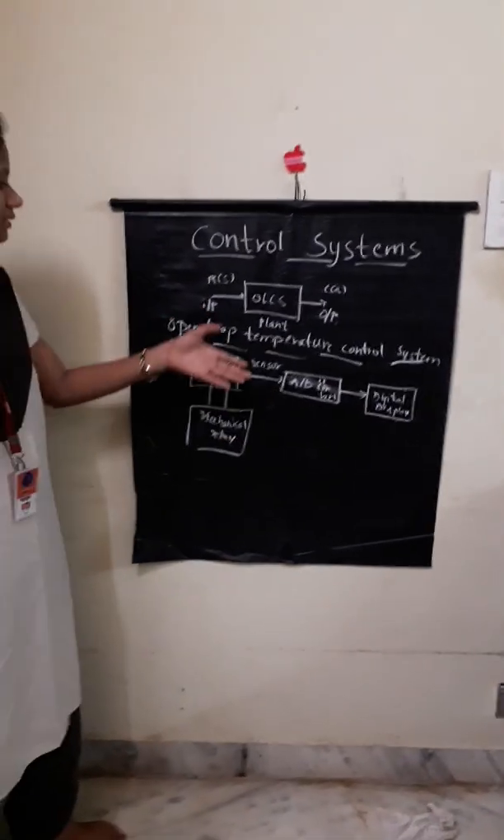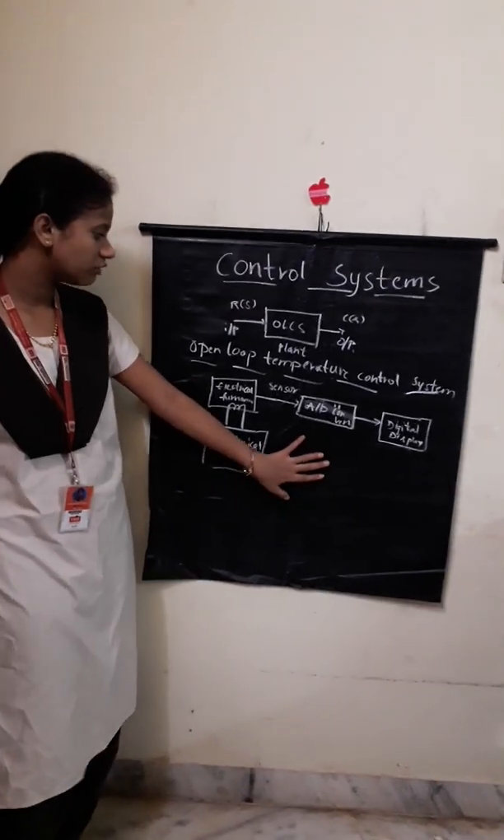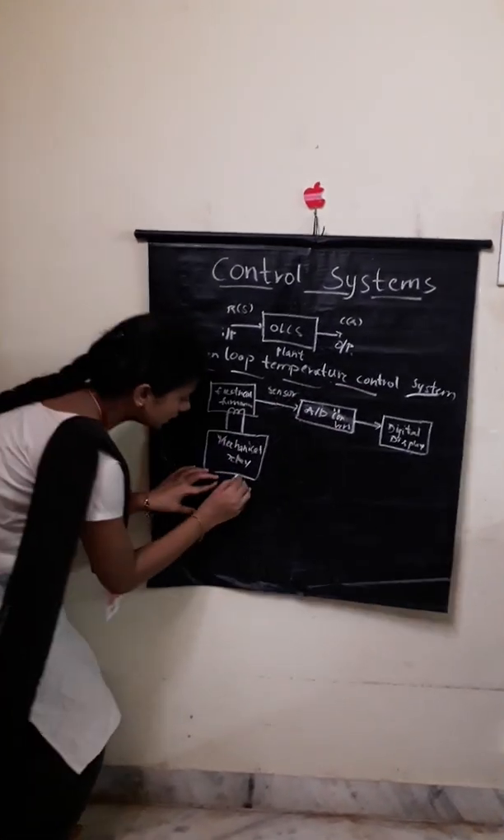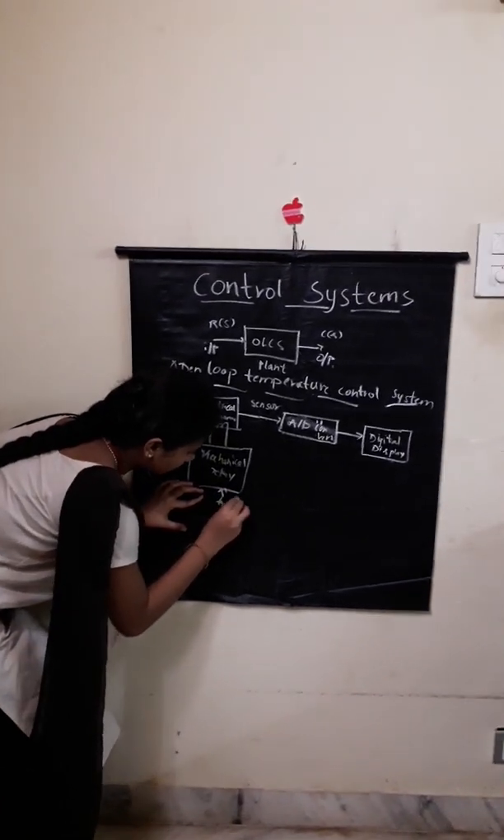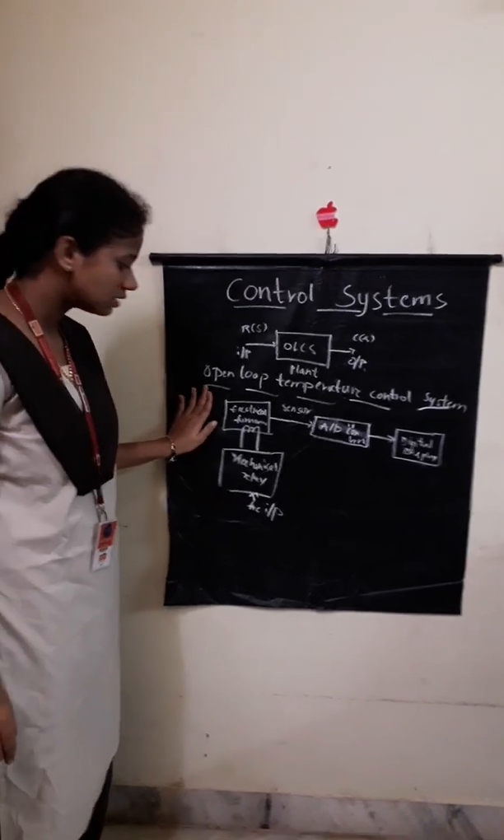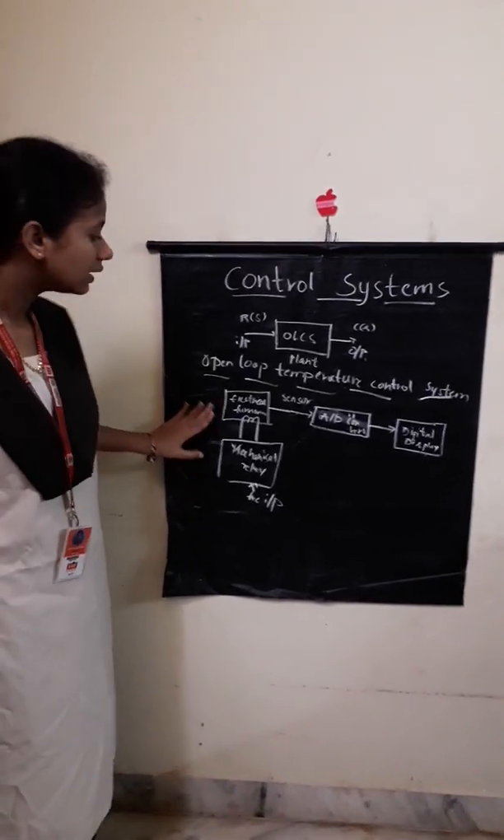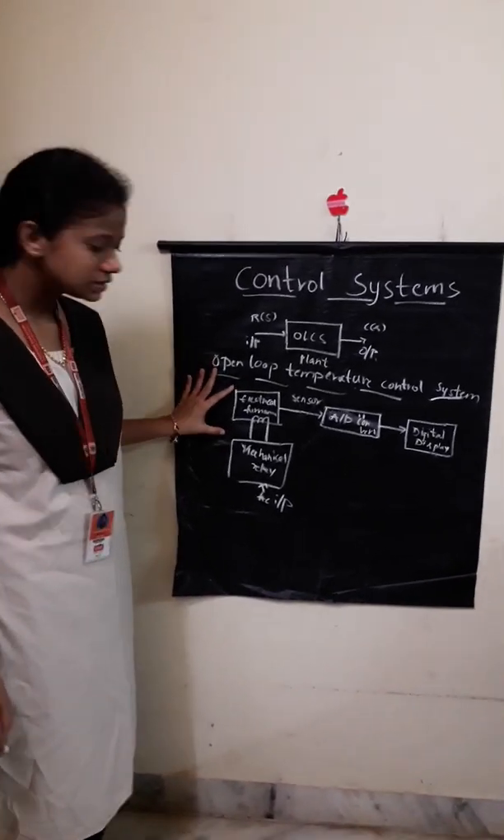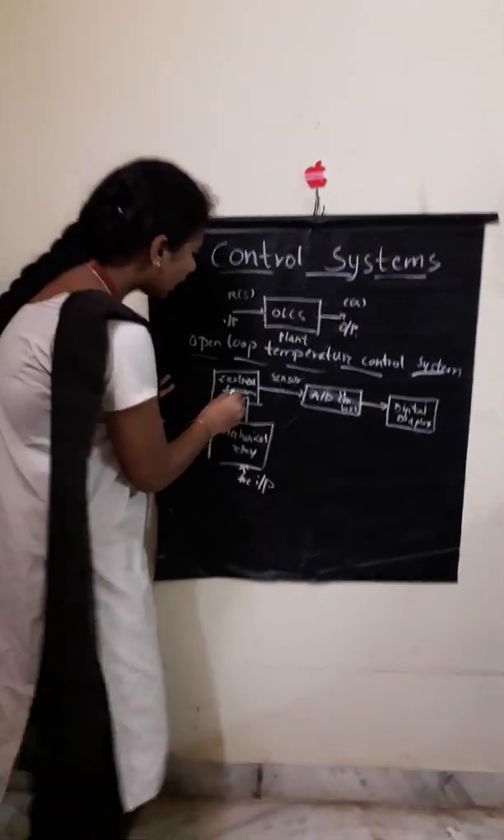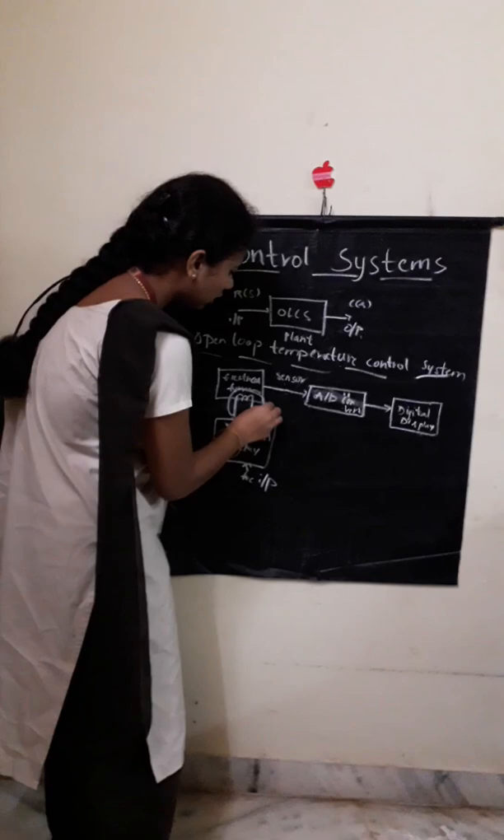Now this is the structural design of the open loop temperature control system. Here we give the AC input, which is connected to the electrical furnace through the mechanical relay, and the temperature of this electrical furnace is decided by the on and off of the mechanical relay. And this is the heat generator.